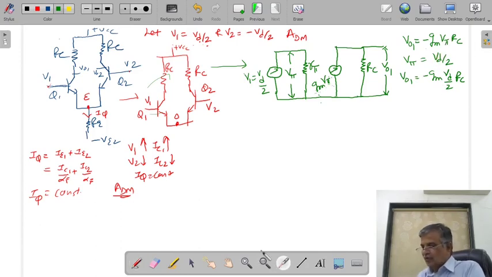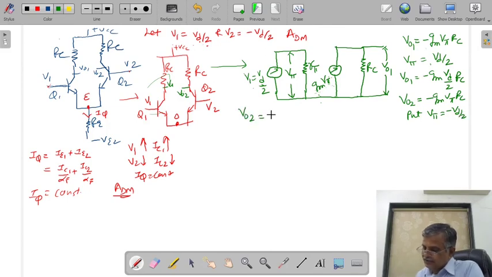Now I want to write the equation for VO2. If you want to write the equation for VO2, what change do I have to make here? Minus Vd by 2. So VO2 is nothing but minus Gm V pi into RC. Put V pi equal to minus Vd by 2. So your VO2 is nothing but Gm Vd by 2 into Rc.